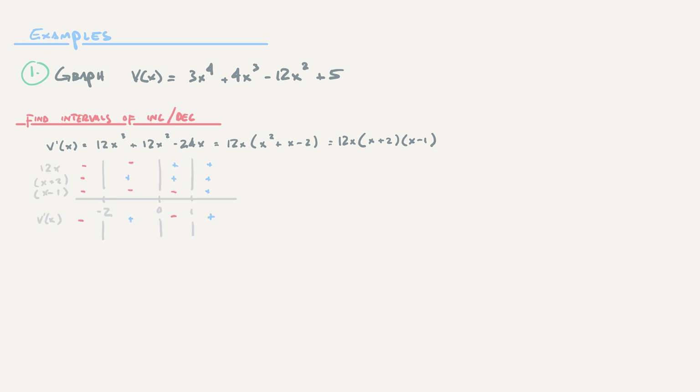There are 3 factors for the derivative: 12x, x plus 2, and x minus 1. I went ahead and plotted the critical numbers, which come, by the way, directly from these factors. x equals negative 2, for example, comes from this factor, 0 comes from this factor, and 1 comes from this factor, and that's why these critical numbers are here. And I found that v prime of x was negative on the interval negative infinity to negative 2, and from 0 to 1, and then it was positive from negative 2 to 0 and from 1 to positive infinity, and I listed those here.